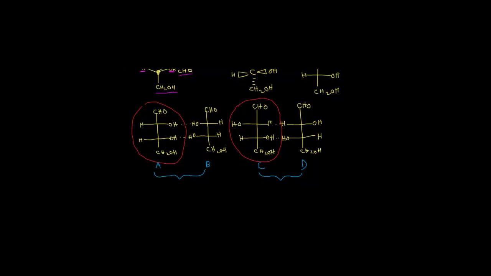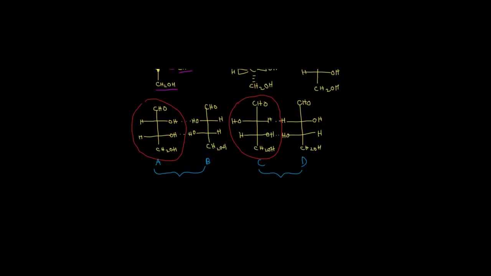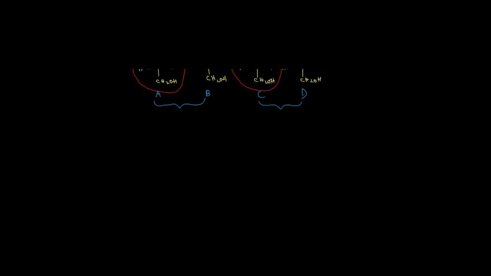Let's do one more thing with Fischer projections. Let's assign absolute configurations to one of these stereoisomers. So let's just choose the first one, A. So we've been talking about A, and let's go ahead and redraw it really fast. And let's see how we can figure out the absolute configuration at my chirality centers from a Fischer projection. So it just makes it a little bit trickier than usual.